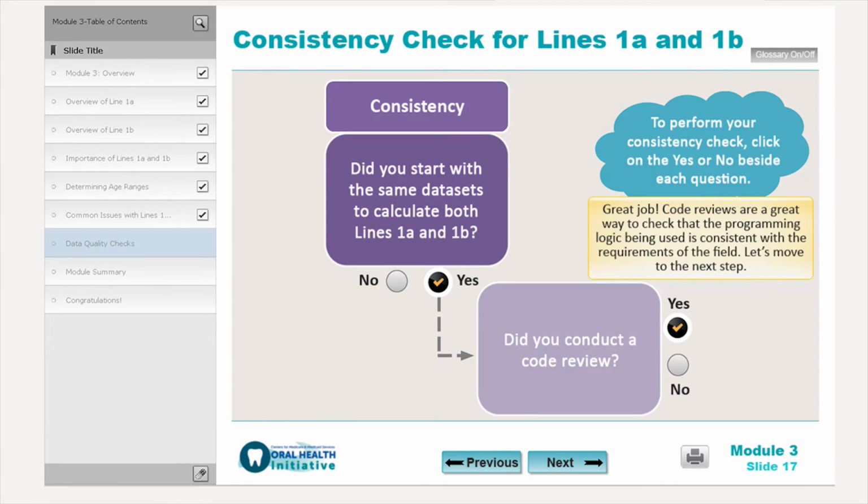If you answered yes, great job. You've ensured that the data you've pulled for these lines follows the rules set out in the Form CMS-416 instructions. Let's move to the next step.